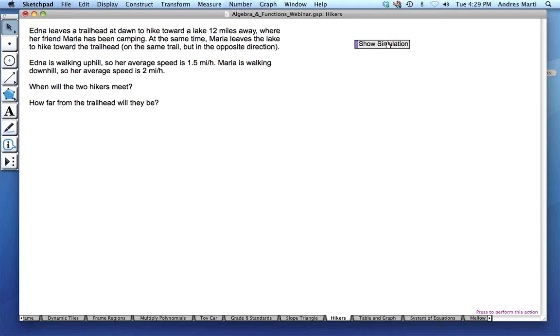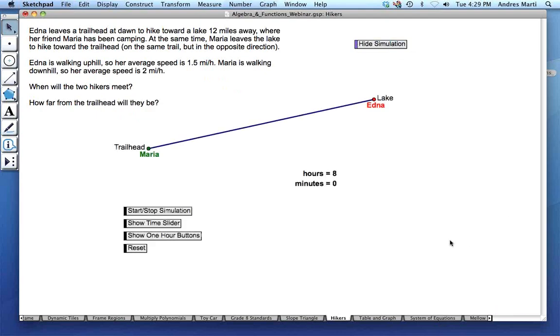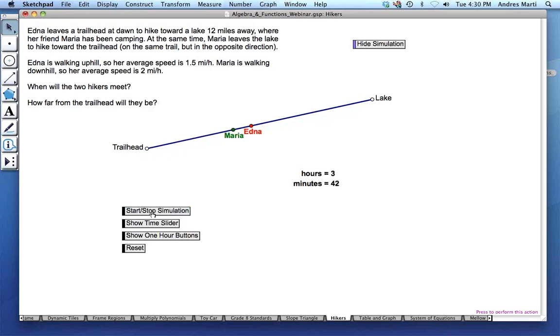What's nice in Sketchpad is that for a lot of kids, this is a really difficult thing to get at, and a simulation can help here, just for visualization purposes. So here I have a simulation where you can see what happens. You can reset it. You can try to stop it right when they get to each other, but it's hard to get that perfect. But you can see that at some point they meet, 3 hours and something.